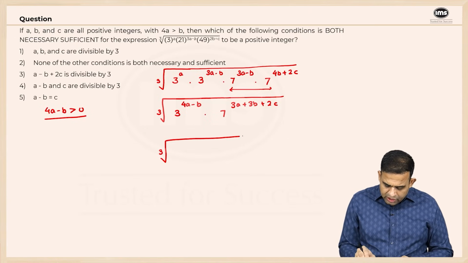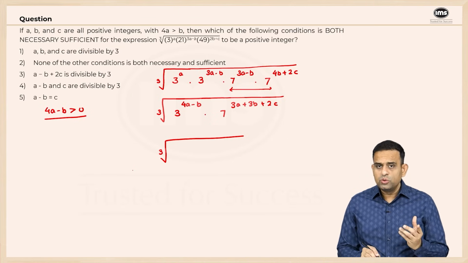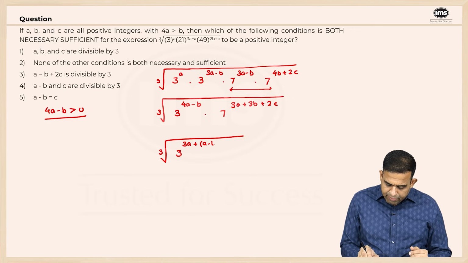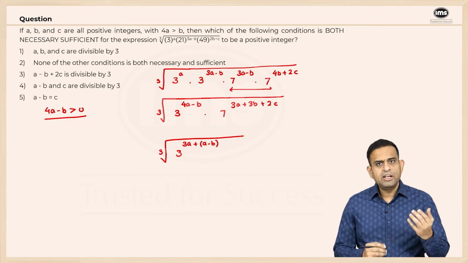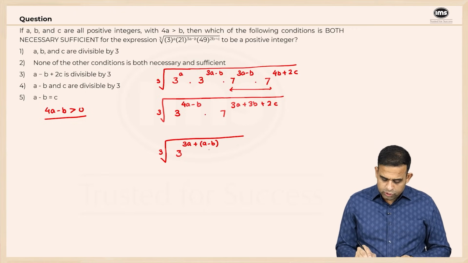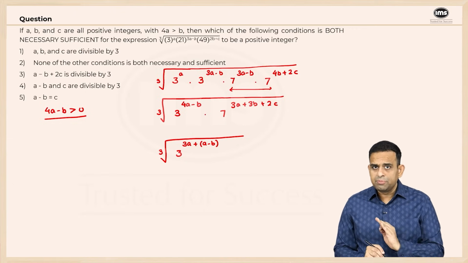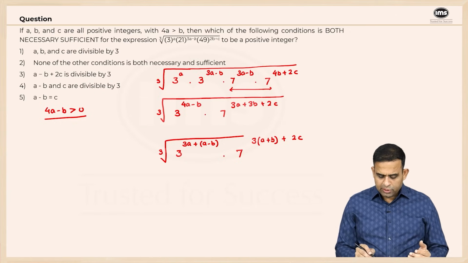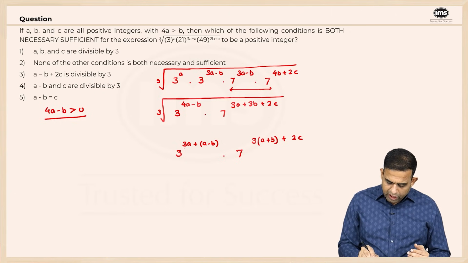Cube root of, if you look at this term properly, the term 3 raised to 4a minus b, I can write this 4a minus b term as 3a plus a minus b. And understand the term 3a is definitely going to be a multiple of 3. So we want the term a minus b to be divisible by 3 over here. Here also 7 raised to, 3 common, 3 raised to a plus b plus 2c. And now if I remove this cube root sign, then this whole part needs to be divisible by 3 here.